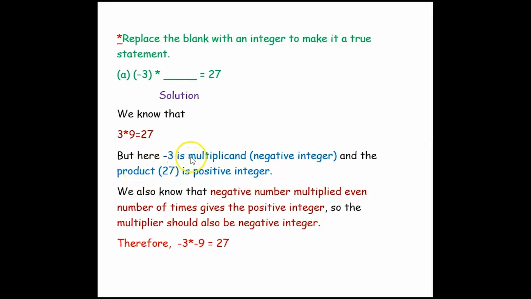So here the negative 3 multiplicand is a negative integer and the product 27 is a positive integer. So we also know that a negative number multiplied an even number of times, or two negative integers multiplied, gives a positive integer as the result. So the multiplier should also be a negative integer. So negative 3 into negative 9 is 27. So the blank should be negative 9.